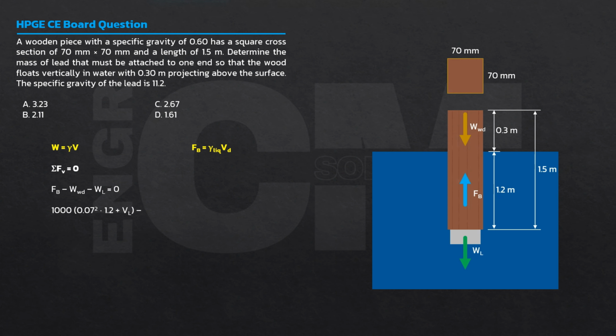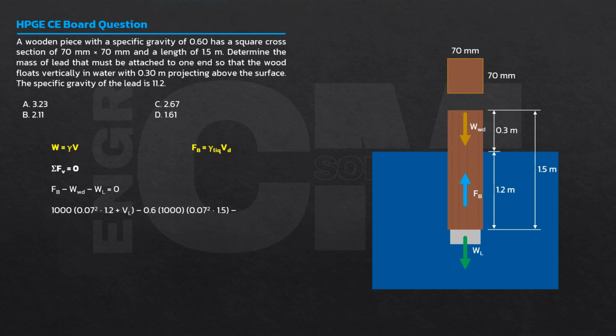Minus weight ng wood. Ano yung weight ng wood? Using the weight of object formula, since there is a specific gravity of the wood, then the unit weight or density of wood can be written as specific gravity times density of the water. So yan yung mismong density ng wood, times the volume. Gamma times volume. Ang volume ng wood, total volume siya. Ang displaced, ginagamit natin sa buoyant force. The total volume niyan is 0.07 squared times the total depth of 1.5. So, ito is the total weight of the wood.